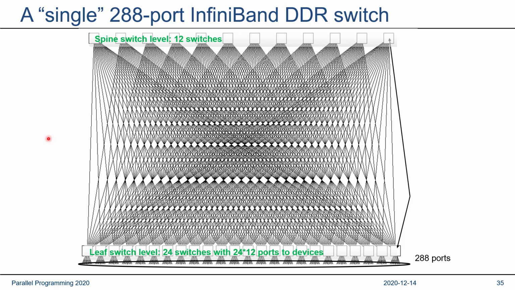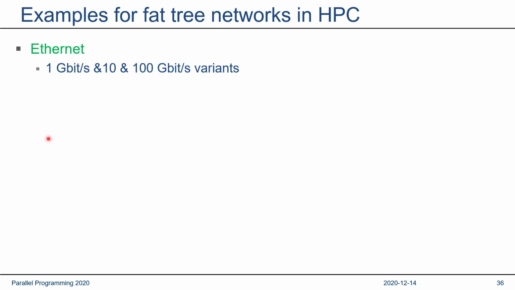DDR InfiniBand is not the most bleeding-edge network topology available in high performance computing, and on this slide I've given you a very coarse overview of what we have today. There's of course Ethernet. Everybody knows Ethernet. There's 1 gigabit, which everybody has in their laptops, and 10 gigabit per second and 100 gigabit per second variants, and even in some high performance computing clusters, people are using 10 gigabit per second if communication is not that important.